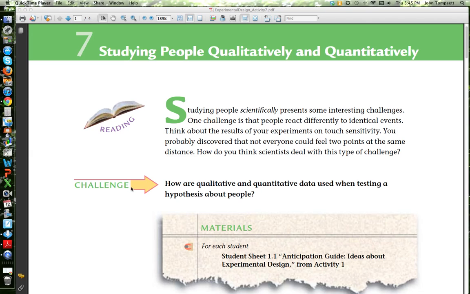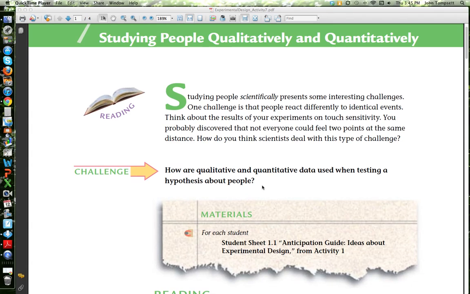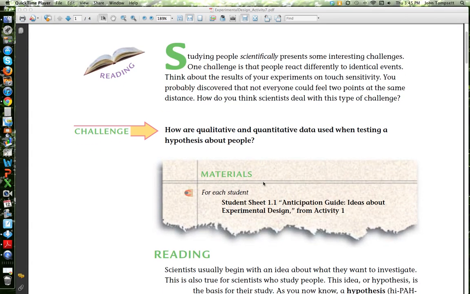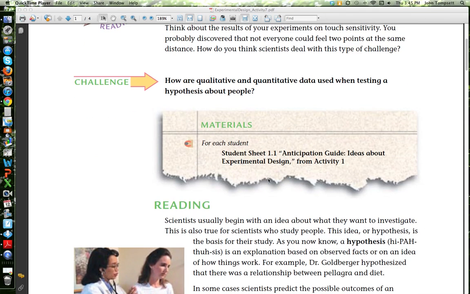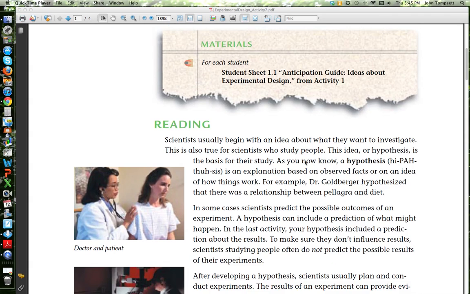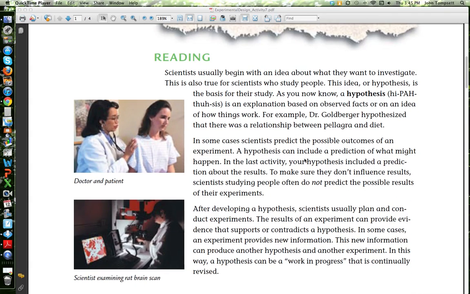Make sure that you write the word challenge again next to the problem that you are identifying as the one that this lesson is trying to help you understand. Again, it doesn't have to be written in these exact words. You could write it in your own words, but you need to have the same general idea. You're going to need that anticipation guide 1.1 from activity 1. If you've lost it, it's on your Blackboard site. So here's the reading.